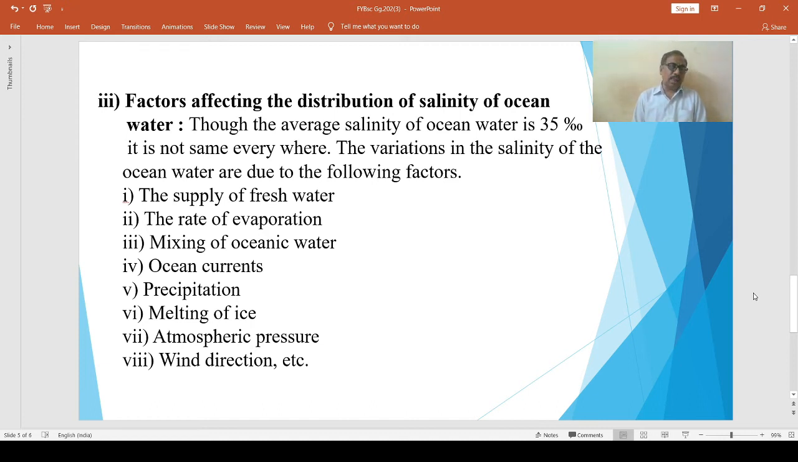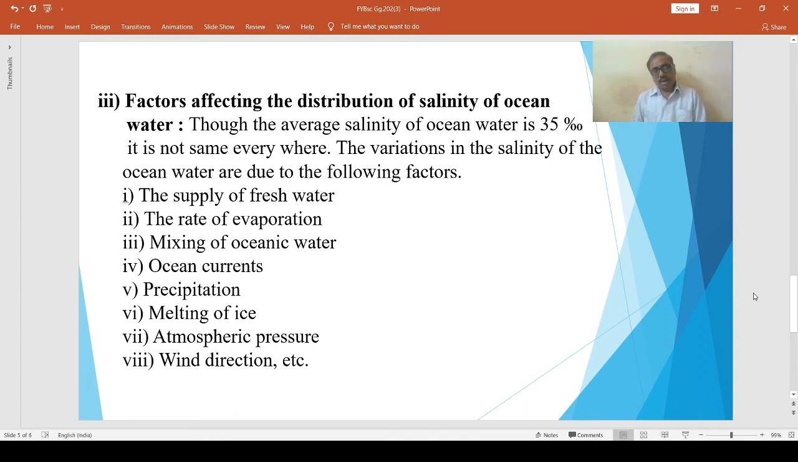The salinity of the Bay of Bengal is relatively low as it receives fresh water through the rivers Ganga and Brahmaputra, while the salinity of the Arabian Sea is relatively high. It is because of the factor, that is, the supply of fresh water.